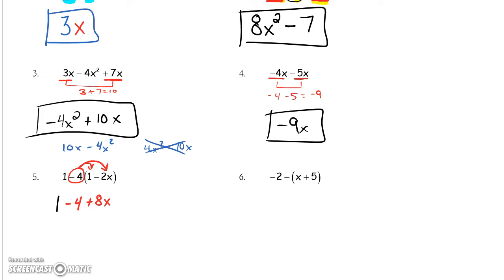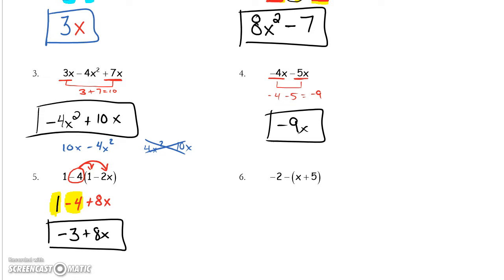Now I can find my like terms. I got rid of my parentheses by distributing. I have like terms, a constant term of 1 and a constant term of negative 4. Those are considered like terms because they have no variable, no exponent. It's the same exact variable, same exact exponent. Same thing. 1 minus 4 is negative 3. Bring down my plus 8x. I have my final answer.